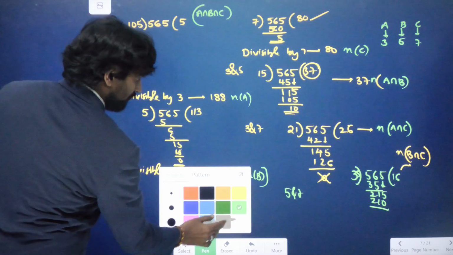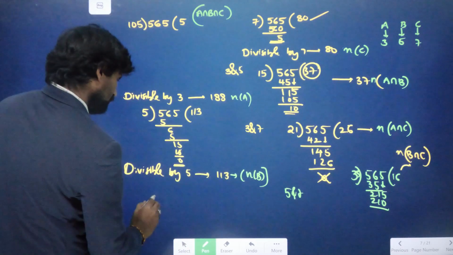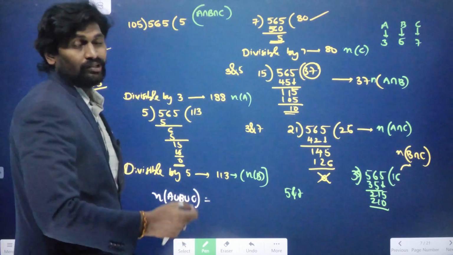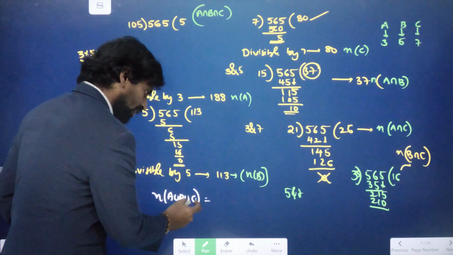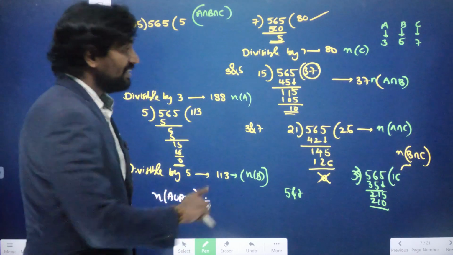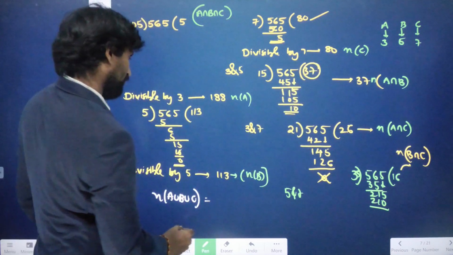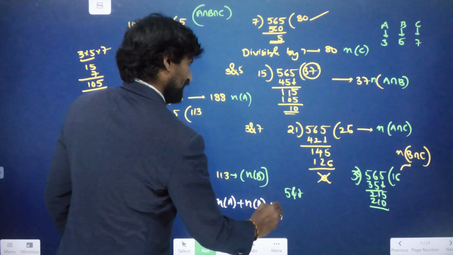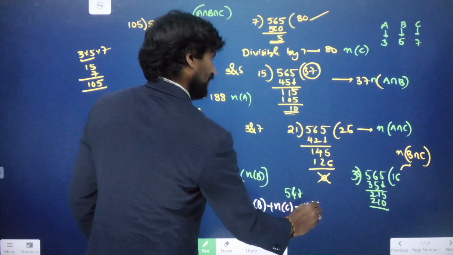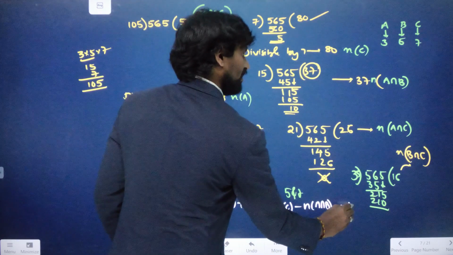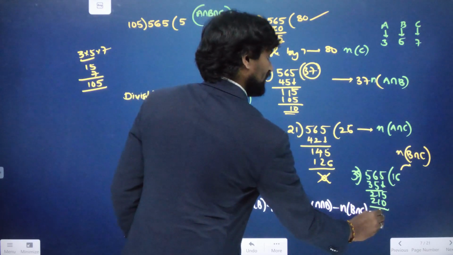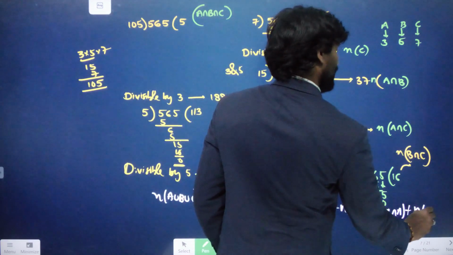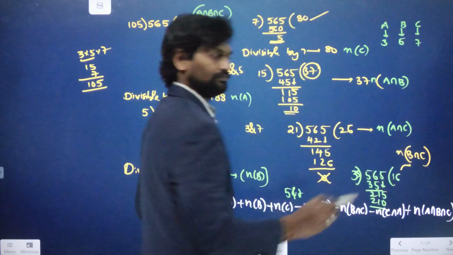Now you need to remember the formula for n of A union B union C. That is the number of integers divisible by 3 or 5 or 7. Here union indicates or, intersection indicates and. The formula is n of A plus n of B plus n of C minus n of A intersection B minus n of B intersection C minus n of C intersection A plus n of A intersection B intersection C.